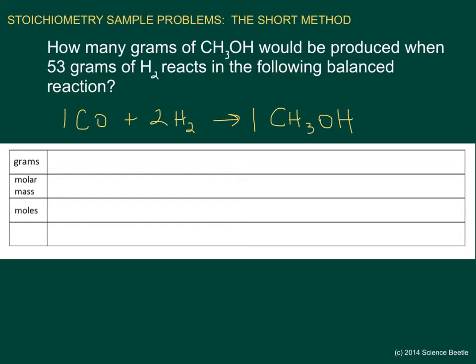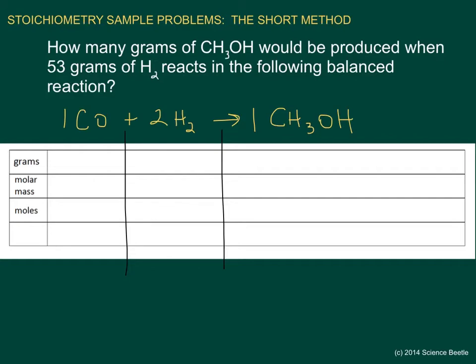First off, we want to apply our dividers for each of the columns. Every time we see an arrow, we put a line down the middle. Every time we see a plus sign, we put a line down the middle where that plus sign is. Since we only have one plus sign and one arrow, we only get 2 divisions here. On the left hand side, the rows have their own row heading. The very first row is for grams, the second one is for molar mass, and the third row is for moles.